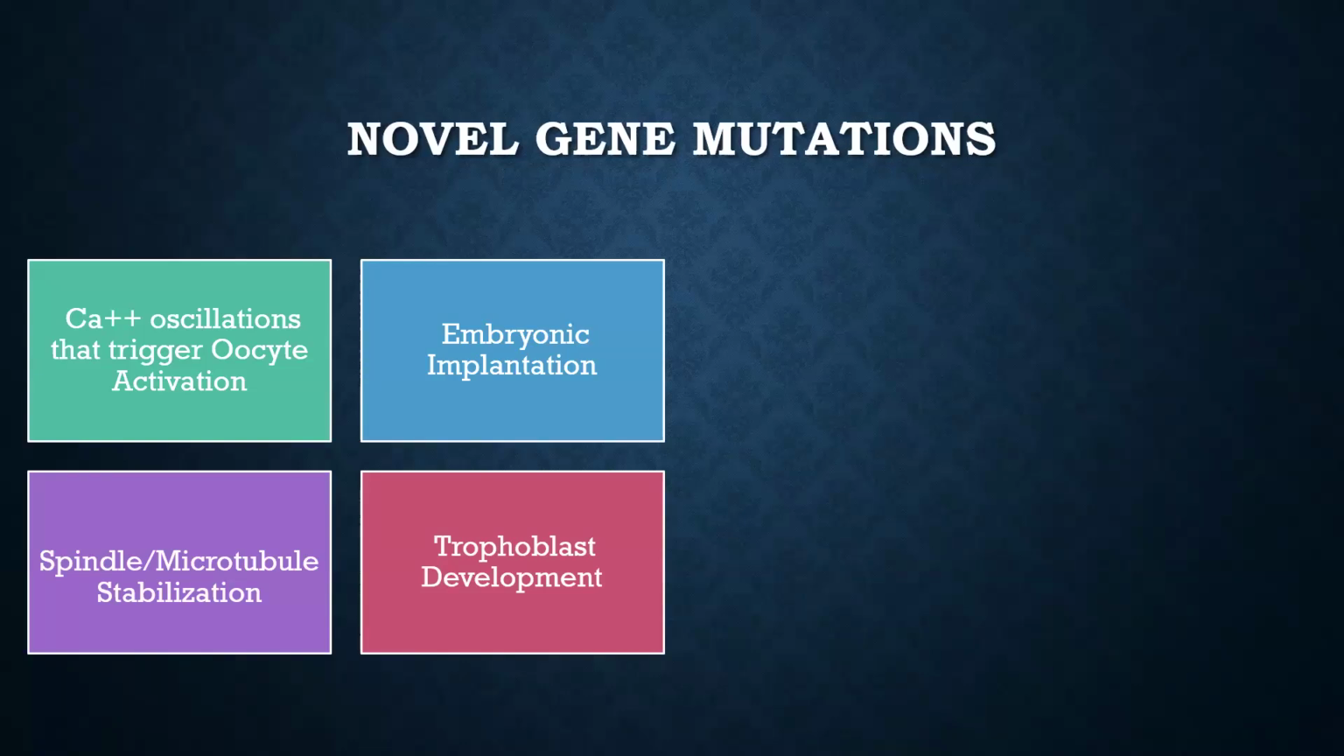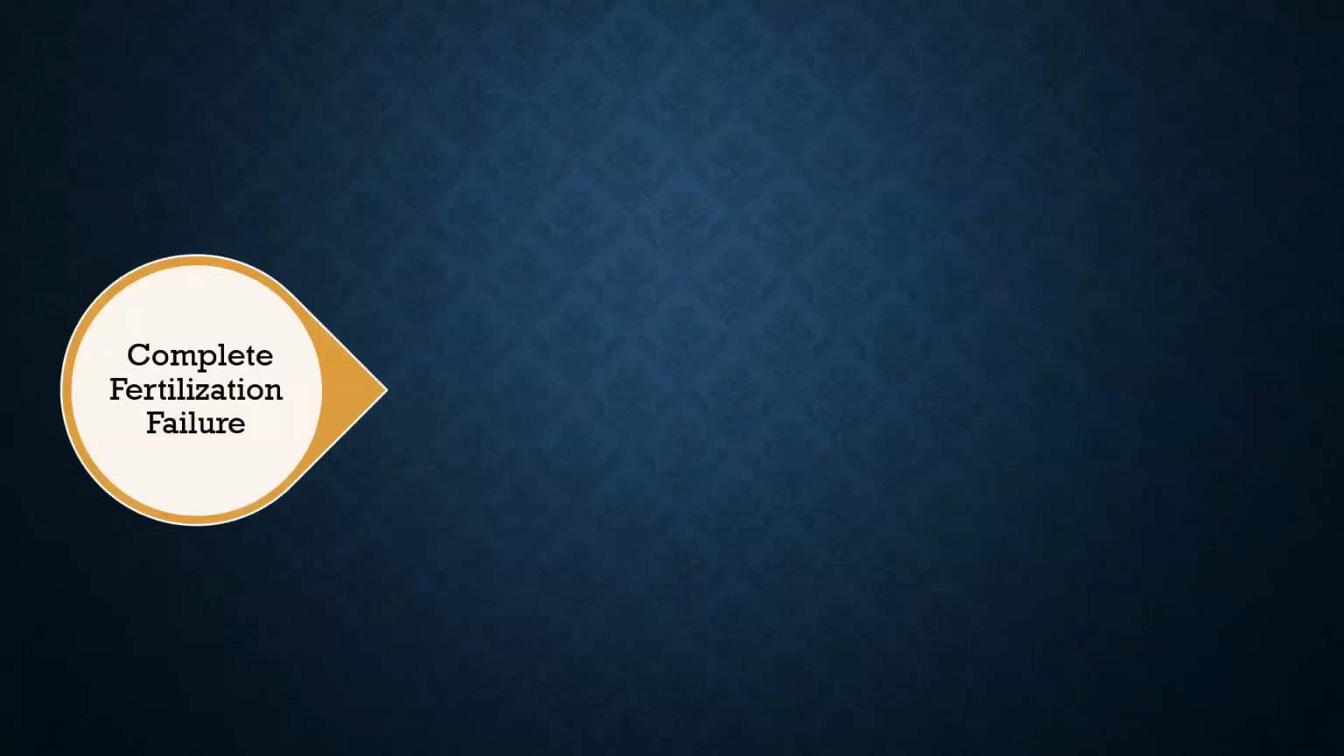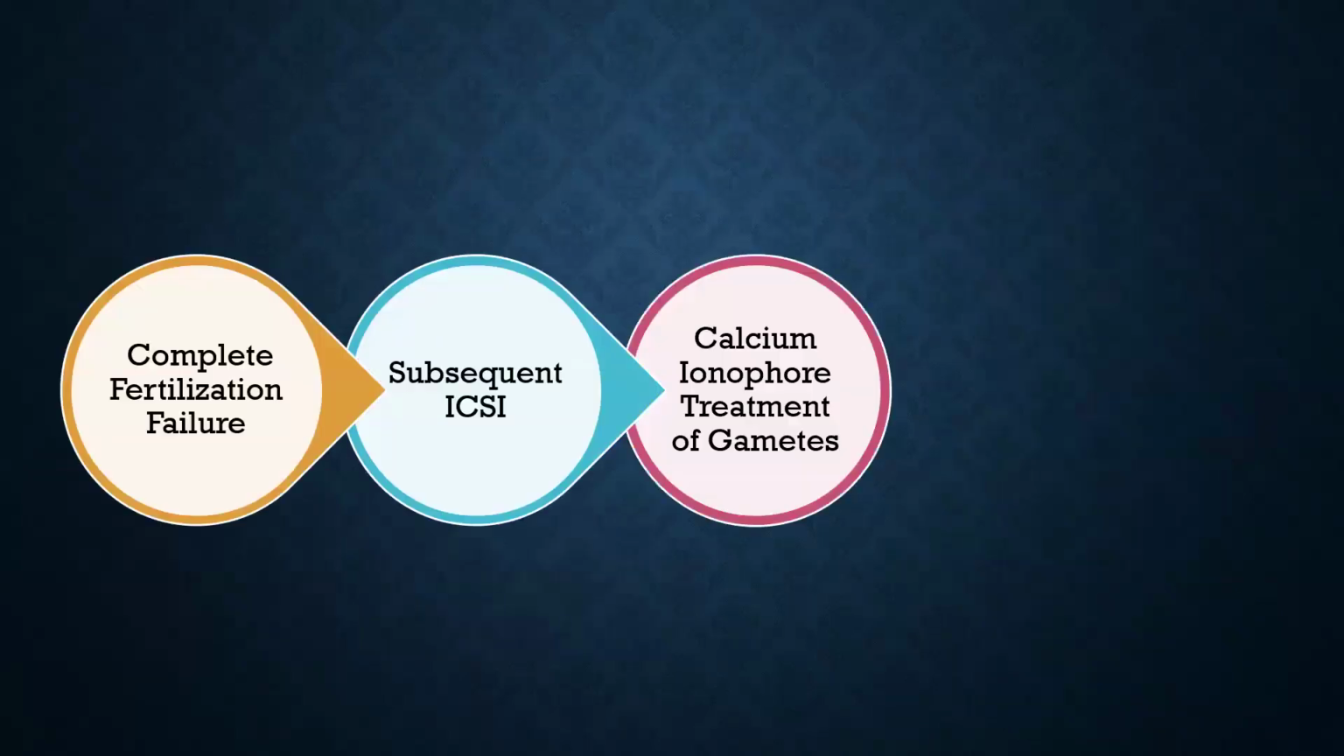Again, novel gene mutations in the sperm may lead to failure in both IVF as well as ICSI. So studies of the sperm genome have proved that certain genes which trigger the calcium oscillations for oocyte activation, embryonic implantation, mitotic microtubule stabilization and trophoblast development, if they are defective, may lead to failure of ICSI as well. So cases of poor fertilization, poor embryo development, failed implantation and pregnancy loss may go ahead with sperm gene studies. For sperm gene studies, we can select a single sperm and then plunge it into the oocyte.